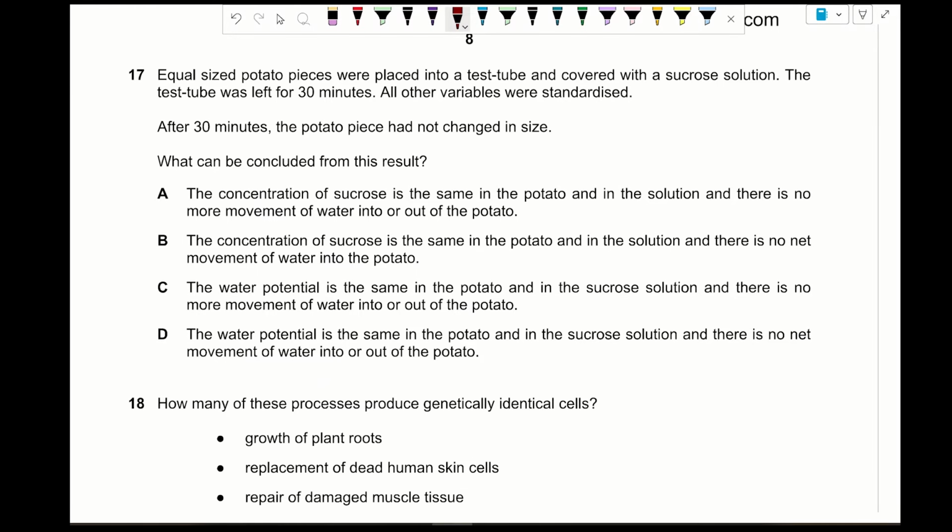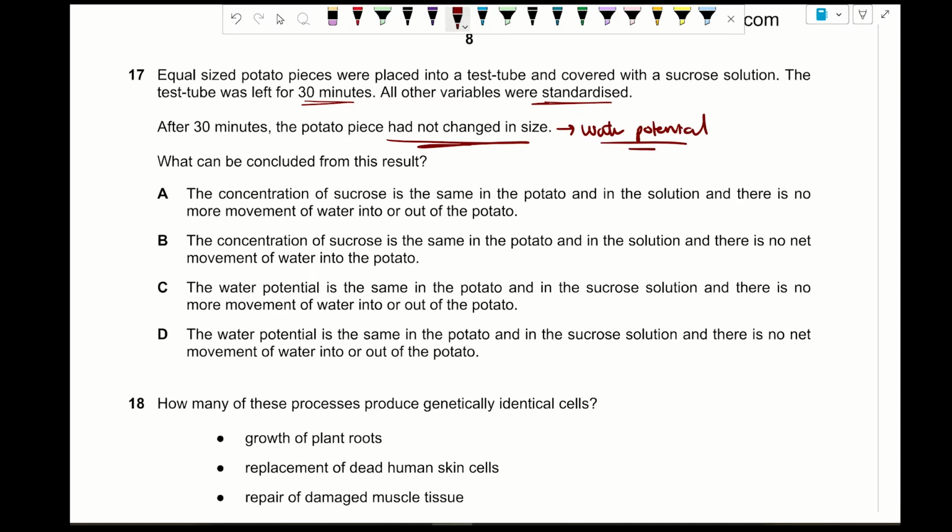Question number 17. Equal-sized potato pieces were placed into a test tube and covered with sucrose solution. The test tube was left for 30 minutes. All other variables were standardized. After 30 minutes, the potato piece has not changed in size. What can be concluded from this result? So, the potato piece has not changed in size. This is a clear indication that both the sucrose solution and the potato have the same water potential.